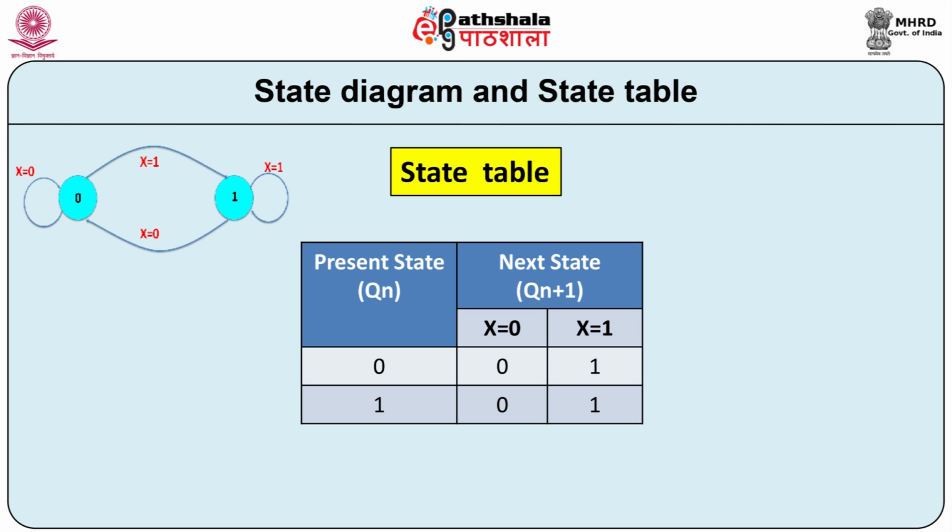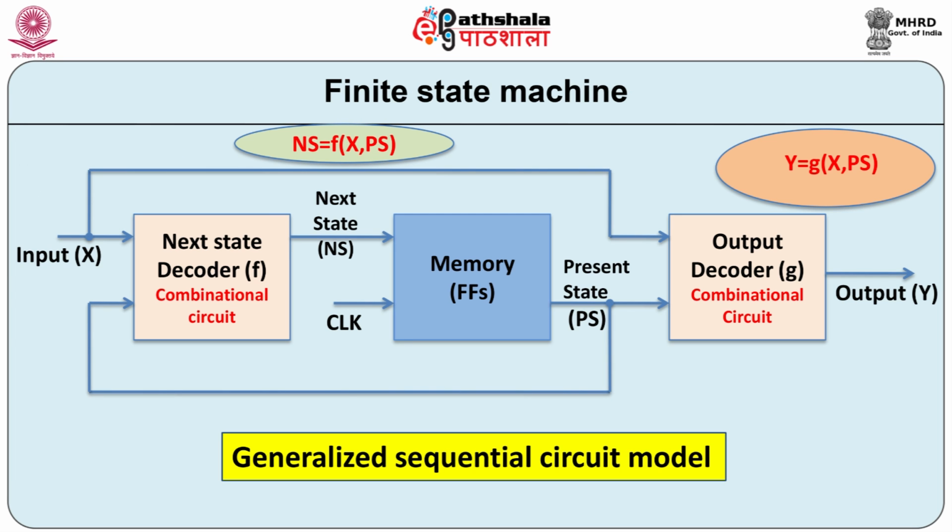State table gives the complete information about present states, next states, inputs and outputs of the sequential circuit. A sequential circuit has a number of output states corresponding to different input and output combinations. Say for example, a decade counter produces 10 different states. Such a circuit is called a finite state machine. Let us consider a structure of finite state machine as shown in this diagram. This is basically a generalized sequential circuit model.